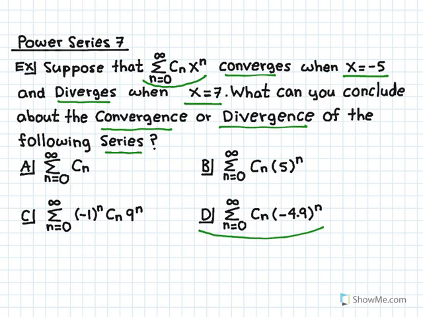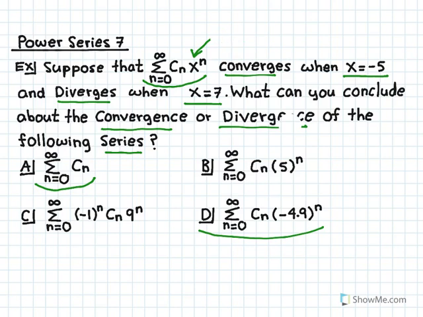When you see a question like this, it's kind of theoretical. The first thing you should do is think about what value of x we have to plug into the power series to produce the series that we're given. For question A, what value of x should you plug in to obtain summation n equals 0 to infinity c sub n? Clearly, plugging in x equals 1 gives us question A. Now, for question B, what value of x should you plug into the power series to obtain summation c sub n times 5 to the power of n? Clearly, plugging in x equals 5 gives us question B.